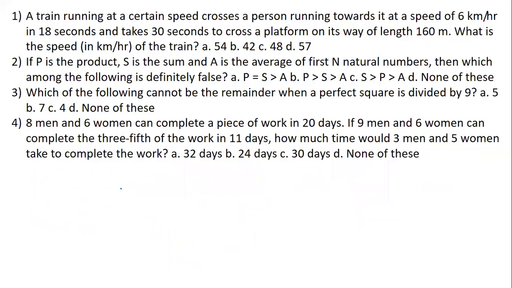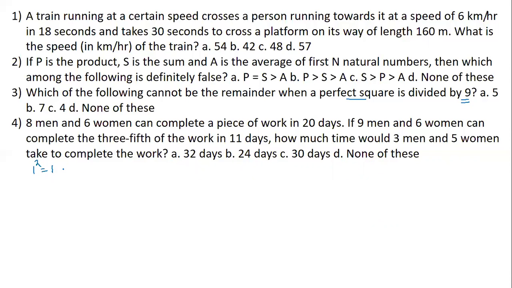Erasing it. Okay, let's move to the third question. Which of the following cannot be the remainder when a perfect square is divided by 9? Perfect square divided by 9, you know perfect square. The simple thing is you need to just take perfect squares from 1, 2, 3, all these things and just try to understand some pattern to it.